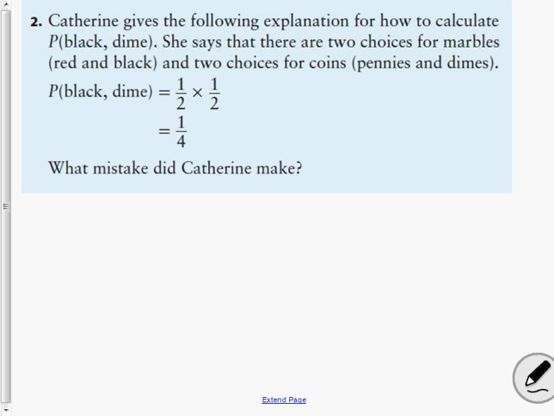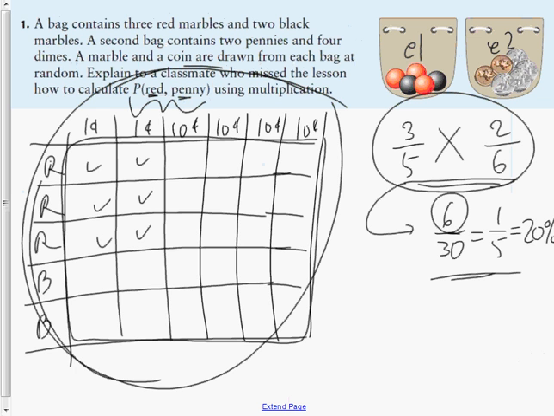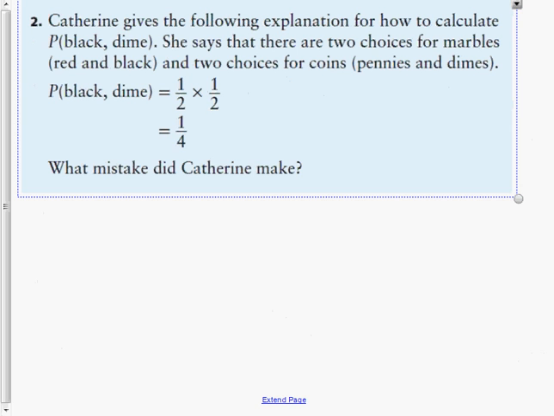Your second question says, Catherine gives the following explanations for how to calculate probability of black dime. She says that there are 2 choices for marbles. Now, this is going back to our last question, so I should actually probably take this picture. Well, you get the idea. I'll just draw it over here. If I can go one more, there we go. So what is the probability of this?